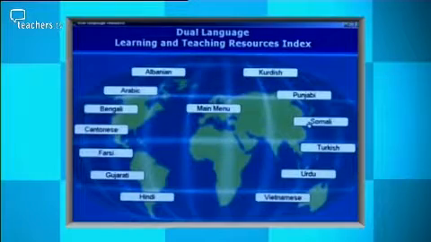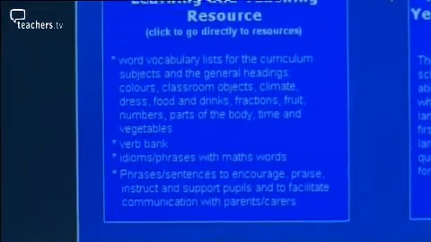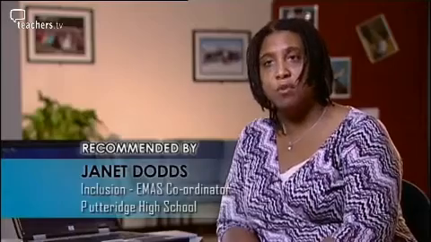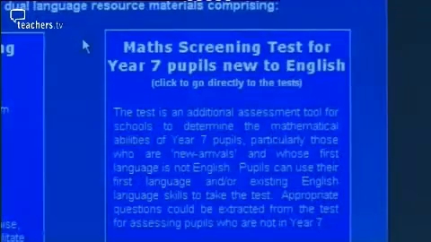I'm recommending a dual language resource from BAS. The first section is a glossary of words and phrases in about 16 languages. The second part is a maths screening test for Year 7, but actually can be used for any new arrival to test basic math skills.